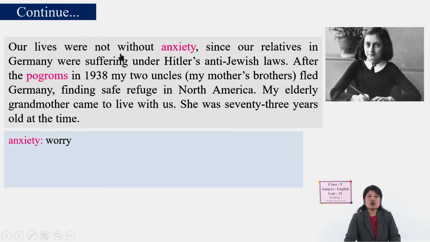Our lives were not without anxiety and worry. Life was in trouble. They did not have a normal life like other people because it was a time of war. Our relatives in Germany were suffering. Why? Because of Hitler's anti-Jewish laws.